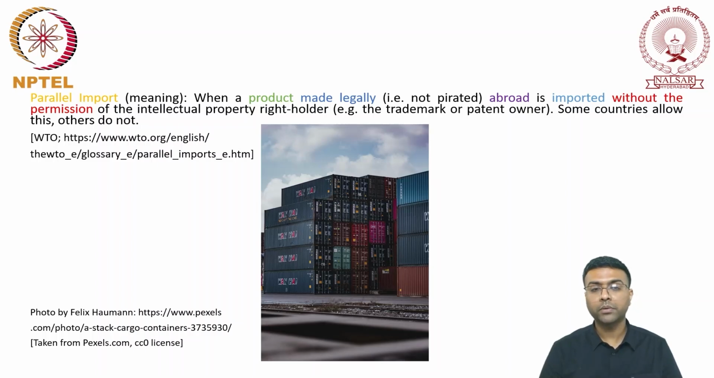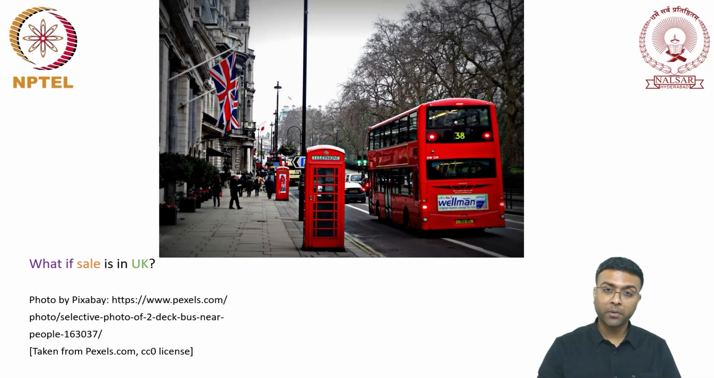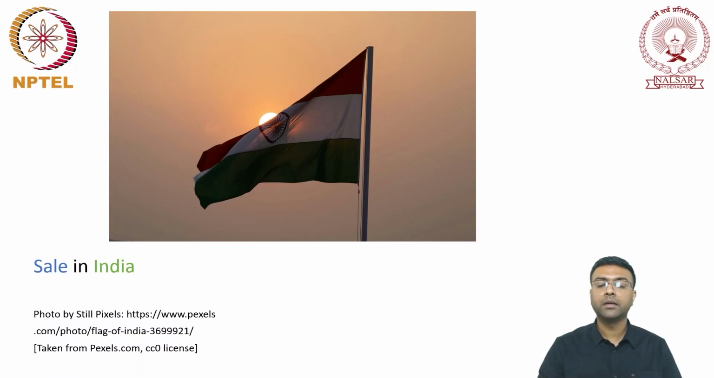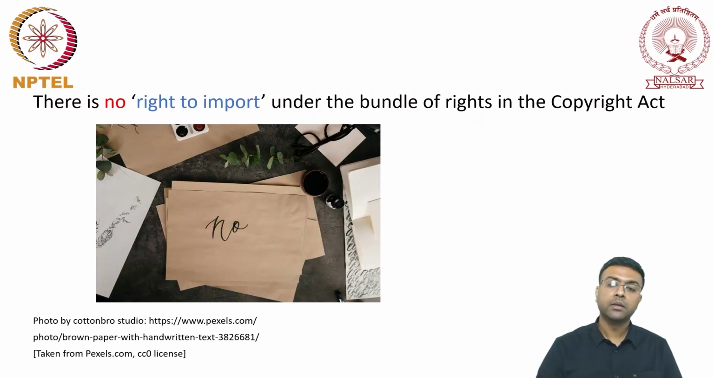On the nature of a parallel import, you can see that there is legitimacy to the purchase, making it a legal purchase, and then it is brought into another country without the permission of the intellectual property holder. Therefore, this book, which has been bought in the UK, is being brought into India without the permission of the copyright holder. Now, in terms of whether there is something like a right of importation under section 14, we can see that under section 14 there is no right to import.